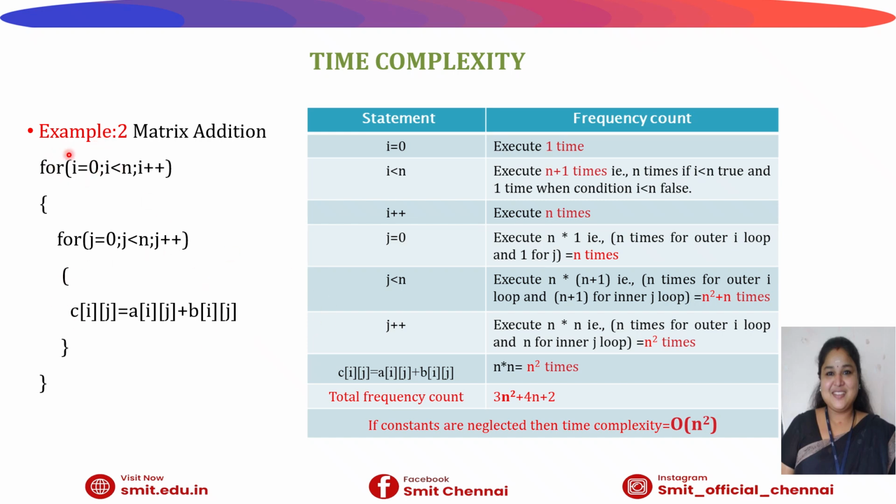So the outer loop is for n times, and the inner loop for n times. So it will include n into n times. So n into n times is n square times.